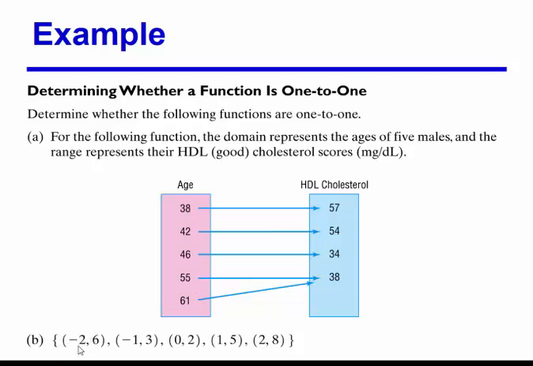And then for B, I have -2, 6, -1, 3, 0, 2, 1, 5, 2, 8. So all of my elements in the domain, -2, -1, 0, 1, and 2 are unique. And the elements in the range, 6, 3, 2, 5, 8 are also unique. So that is a one-to-one function.